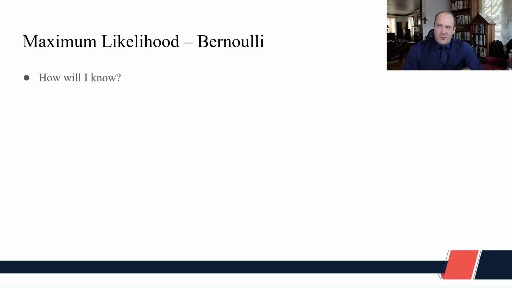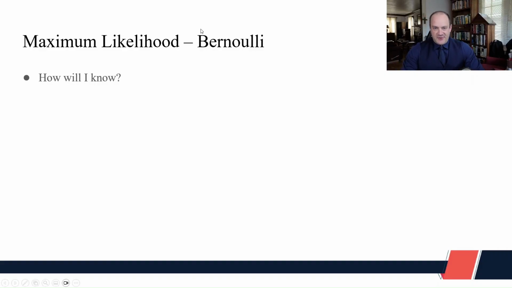So a reasonable question, and one that you should consider at the start of all of these sorts of operations, is how will I know? Maximum likelihood estimation only works if the conditional distribution of your target variable with respect to your predictor variables is of a certain type of distribution. So how will I know?